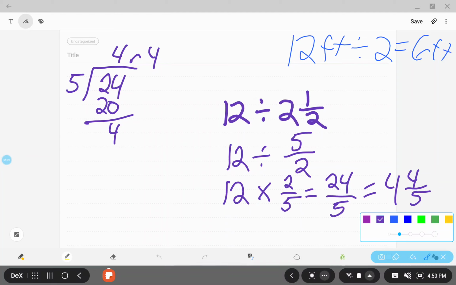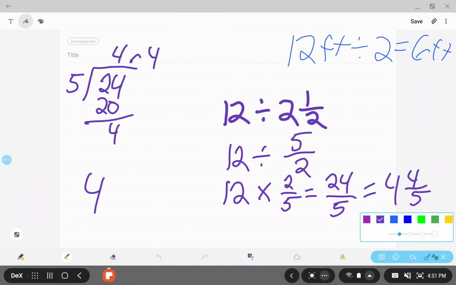So how many 2.5-foot slats were we able to get out of a 12-foot board? Well, we were able to get 4 of them, and we had a little bit left over. So our answer to that question was 4 slats.